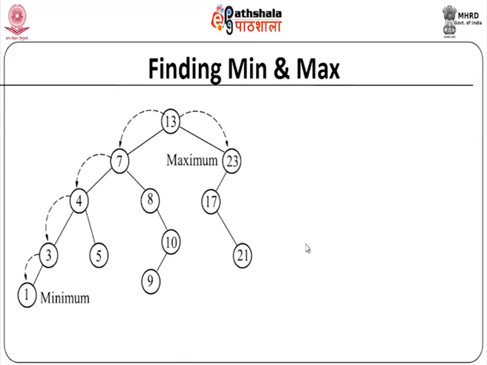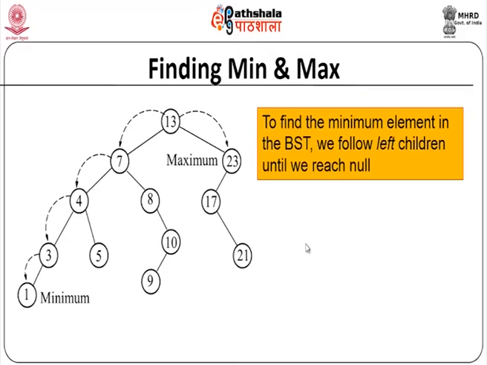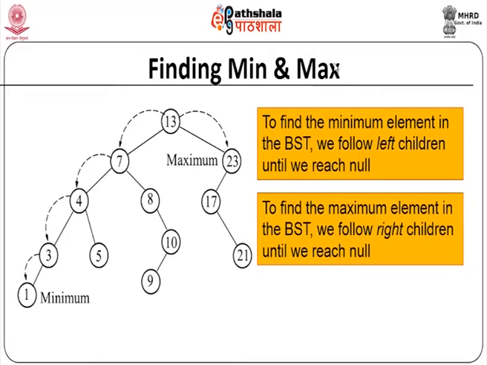So, now let us look at finding the minimum and maximum in a tree. This is the tree. Let us assume we want to find the minimum element in this binary search tree, and we follow the left children. Always start from the root node. So, we start with 13, and we want to find the minimum node. So, we go to the left subtree.